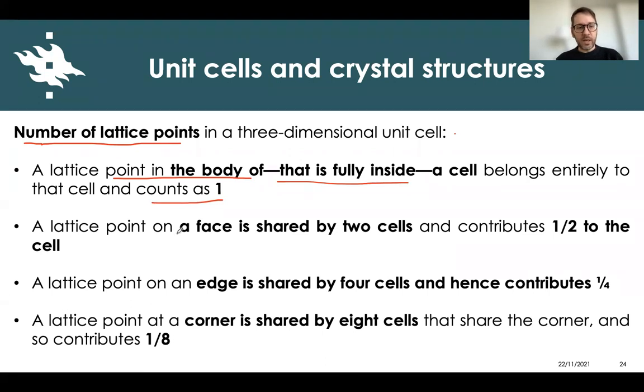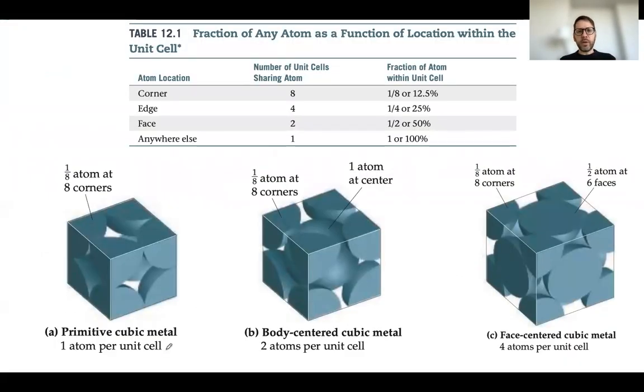A lattice point that is on a face of a unit cell is shared by two cells, so it contributes half to the unit cell that we are describing. A lattice point on an edge is shared by 4 cells, hence it contributes 1/4. And the lattice point at the corner of a unit cell is shared by 8 cells. Therefore, it contributes 1/8 to the unit cell. So here we have a representation of the location of the atoms, corner, edge, face, or anywhere else, the number of unit cells sharing that atom, and the fraction of the atom within the unit cell that we are talking about.